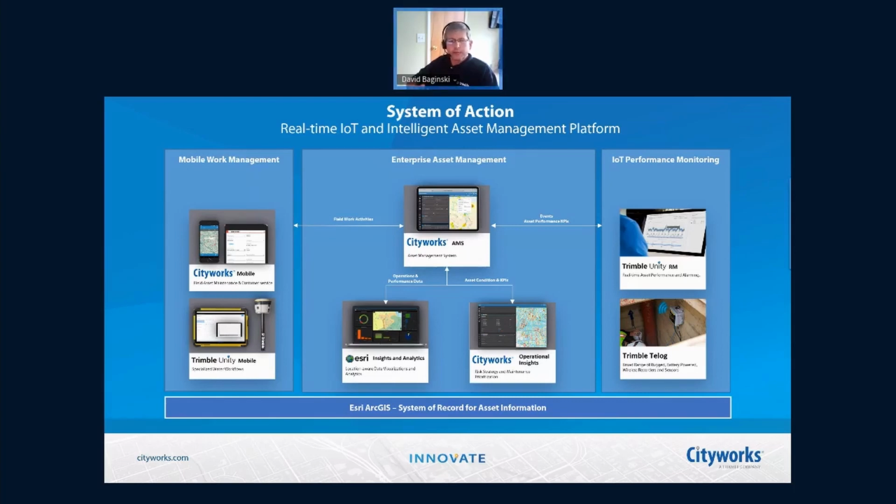GIS asset details, KPIs obtained from the IoT system, and operational data all feed into the Esri ArcGIS and Cityworks operational insights. Taken together, users are able to create and share dashboards and insights within the organization, providing real-time situational awareness of water and wastewater systems.